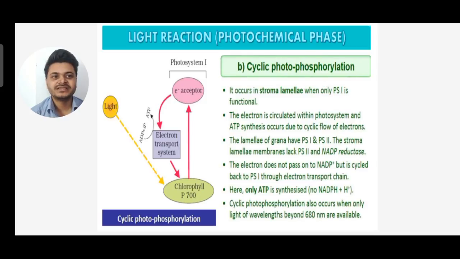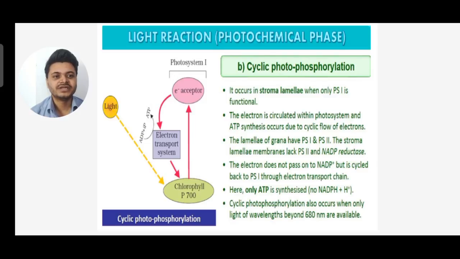Now this is cyclic photophosphorylation. This is very important, you have to memorize it. It occurs in stroma lamellae when only PS1 is functional. Here you can see only PS1, no PS2. PS1 means P700, so 700 nanometer wavelength is absorbed. The electron is circulated within the photosystem and ATP synthesis occurs due to cyclic flow of electrons.